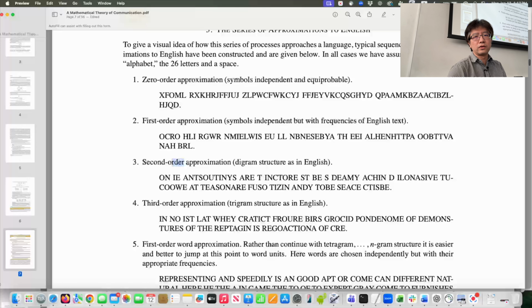But let's do the second order approximation. Basically, we use a Markov structure. For example, if I have an A, then what's the next letter? Probably B with higher probability, and maybe Z with a lower probability. So if we just look at the letter before, and use a Markov model to generate the next letter, this is what you got. Still not good enough, right?